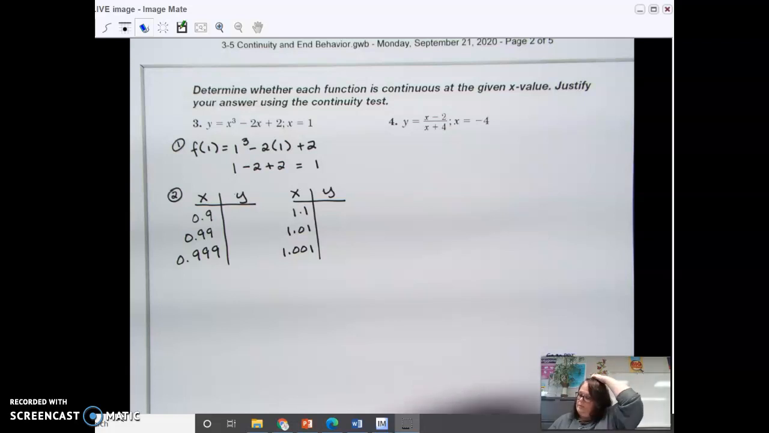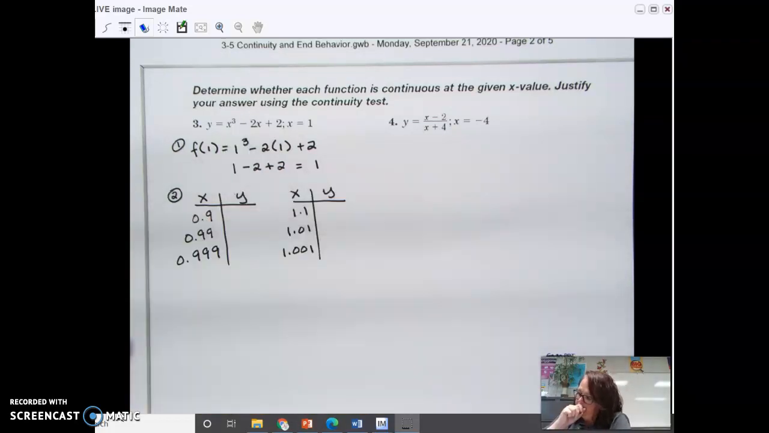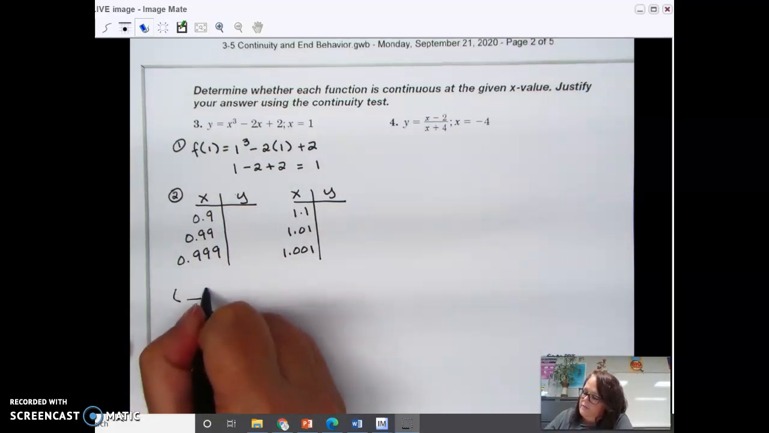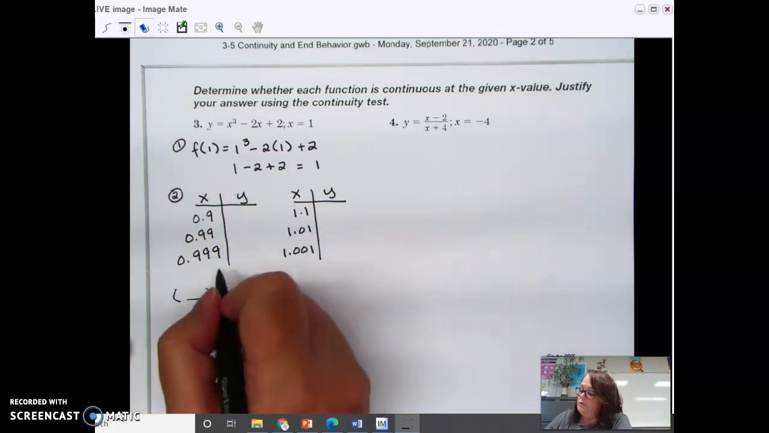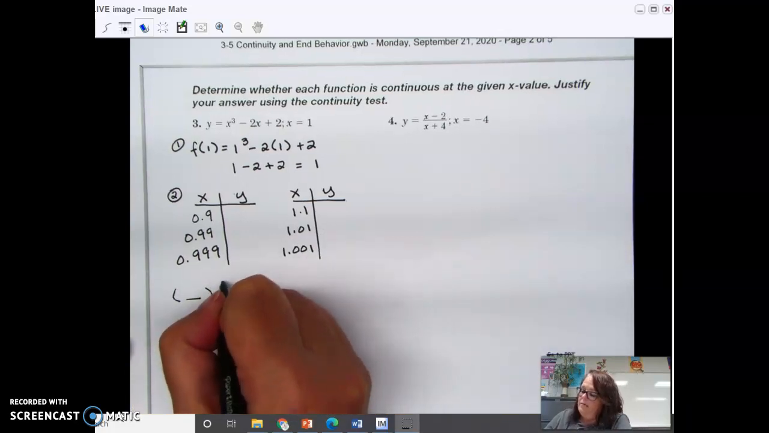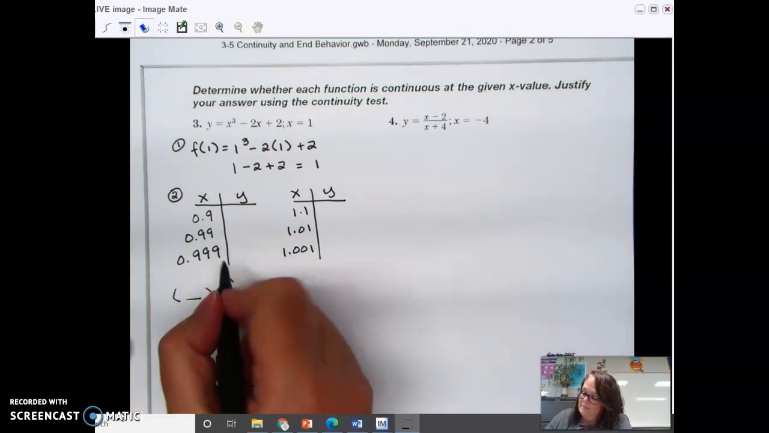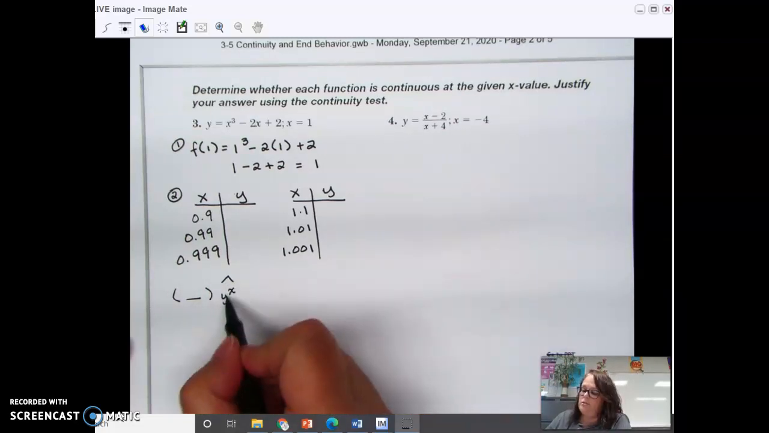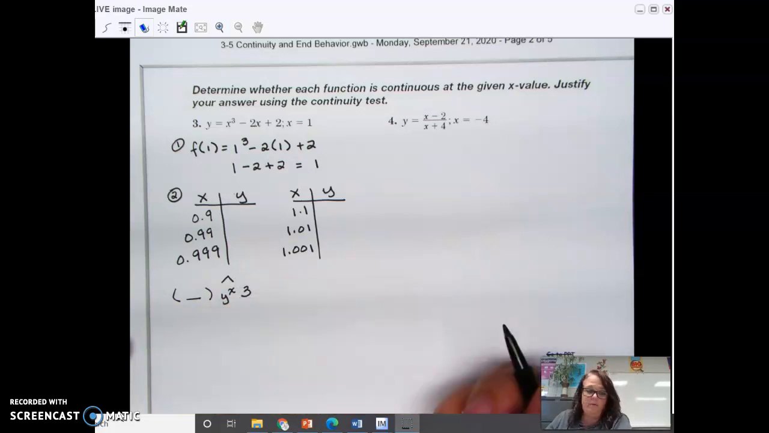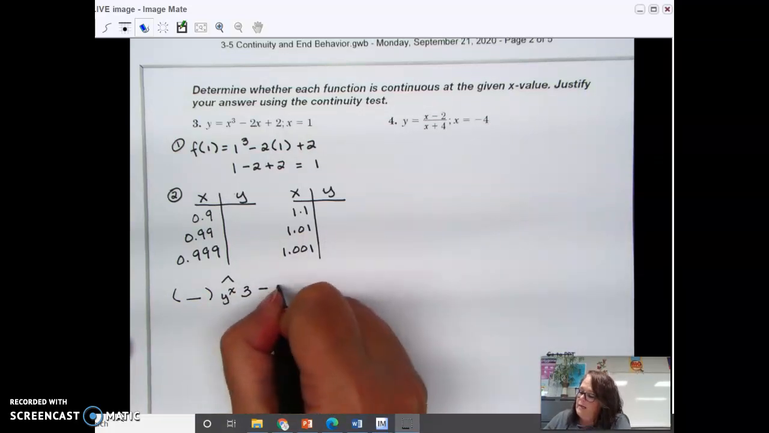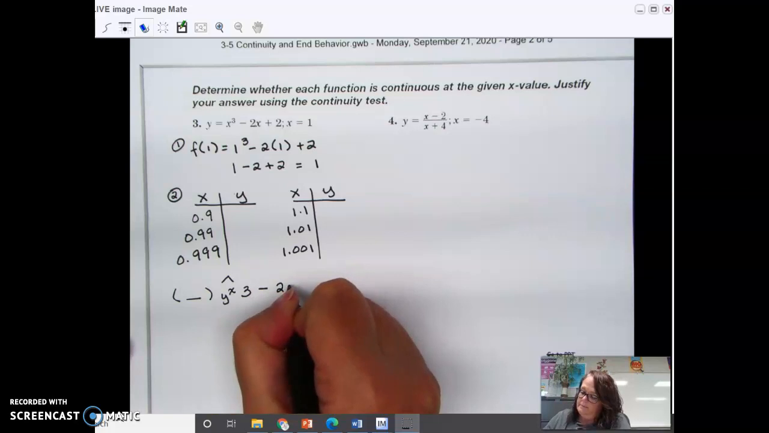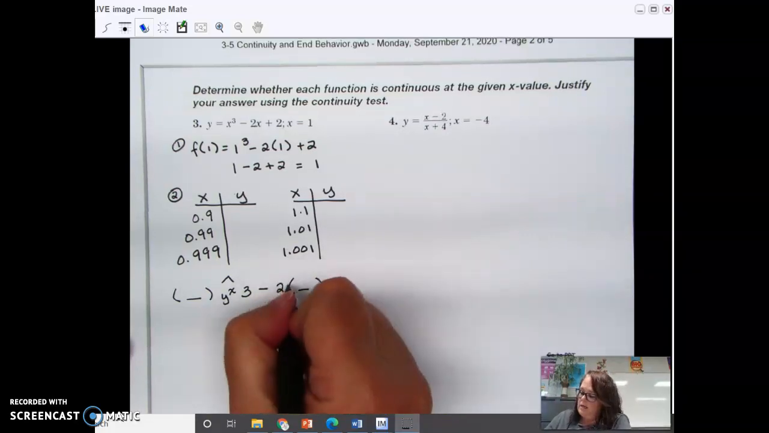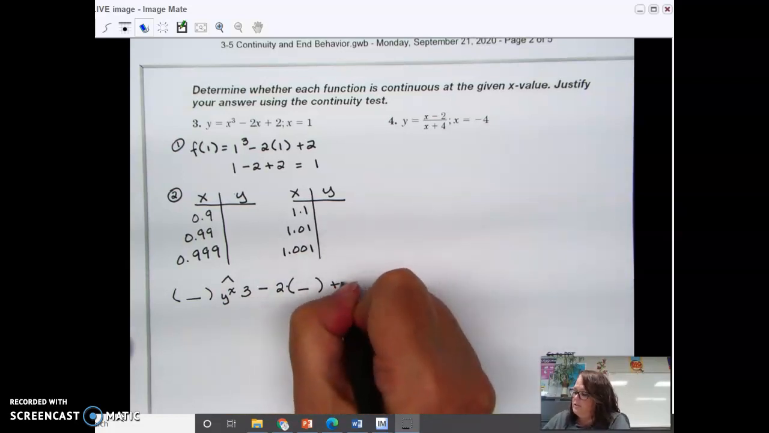All right, so you're going to plug this into your calculator. This is how you're going to do it. You're going to do parentheses, plug in your x value, and then close your parentheses. Then you either have a power button that looks like a hat, or you might have a y to the x button or something like that, but you're going to push that button and say you want it to the third power. Then you're going to say minus 2, and then times your x value. You could use parentheses or you could just use times. And then you have plus 2.